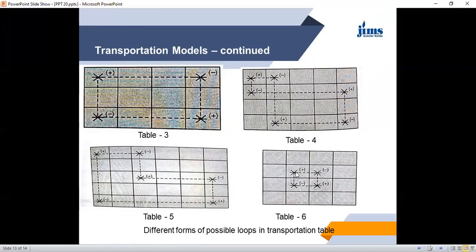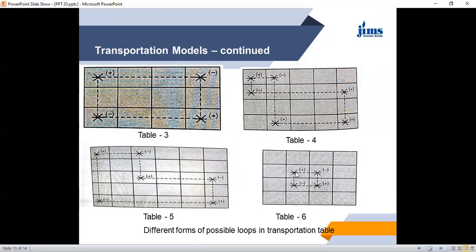A transportation problem can be solved only when the allocations are so made that the problem is not degenerate. The problem becomes degenerate when the number of occupied cells is less than m plus n minus 1, or even more than m plus n minus 1. So if the occupied cells are exactly equal to m plus n minus 1, then only the problem is not degenerate, and also the allocation should be made at such points so that it is not able to form a closed loop. Means starting from that point, you are able to come back to that point.